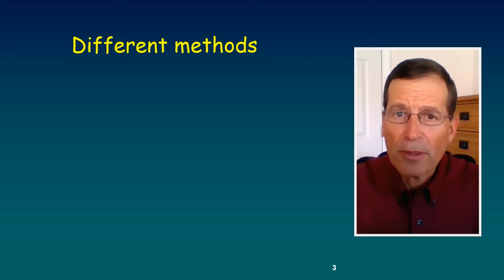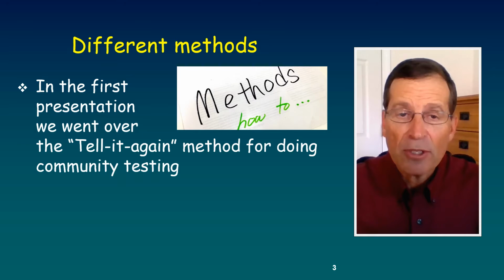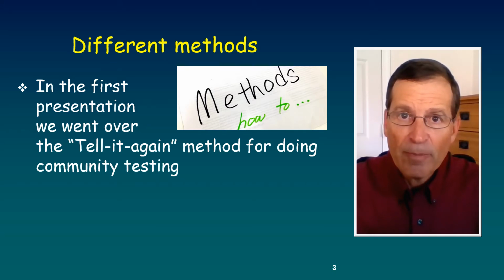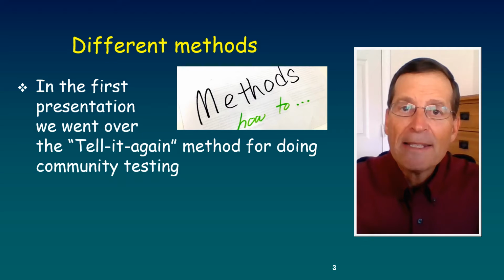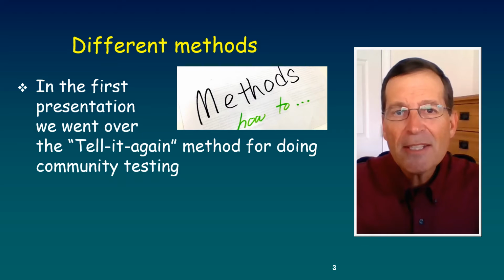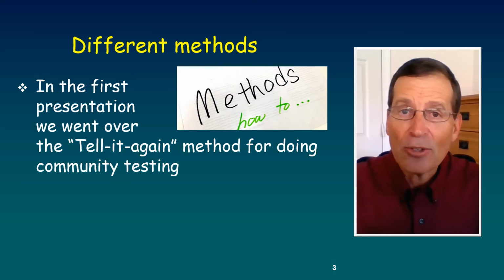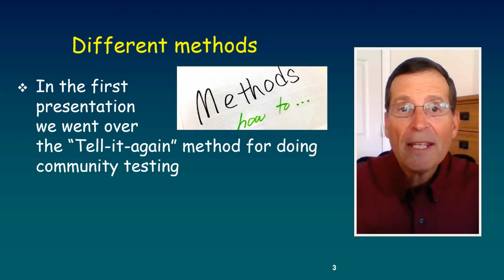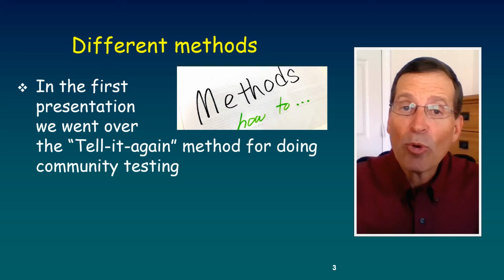We mentioned before that there are different methods for doing community testing. In the first presentation, we went over the tell it again method for doing community testing. In this method, the translator reads or plays a recording with a passage of scripture. He then asks people to tell again what they heard in their own words. This can show areas where they did not clearly understand the text, or it can give the translators new ideas of ways to say things that might be more natural in their language.